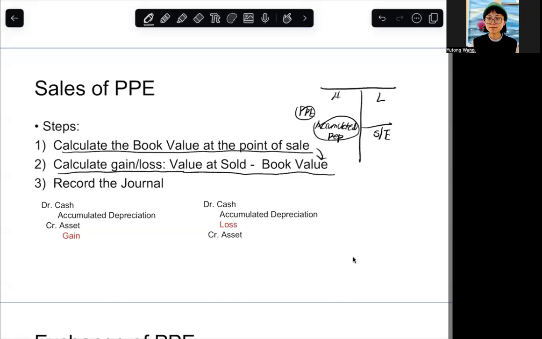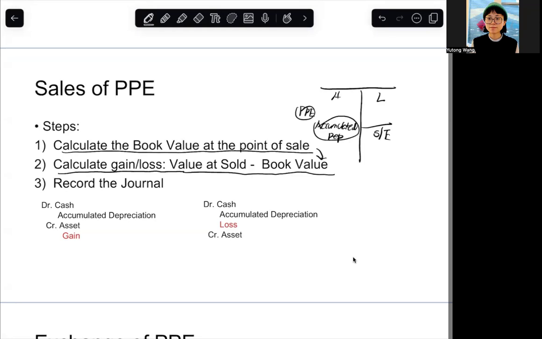The value at sold is very simple. It's how much you sold this PPE for. And then we can record the journal entry with the gain or loss. There are two scenarios: one is you get a gain, another one is you get a loss.